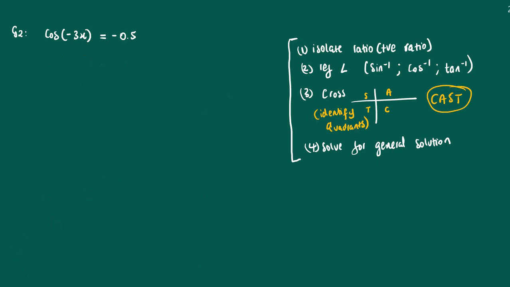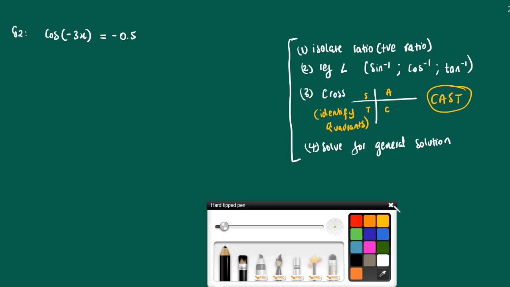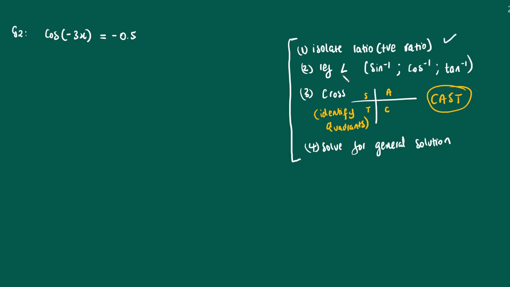Okay, so what do we do? First of all, now that it's isolated, we need to find the reference angle. So to find the reference angle, you will say cos inverse, right? Then you're going to put 0.5. You don't put negative 0.5, you put 0.5. Then on your calculator, what does that give you?